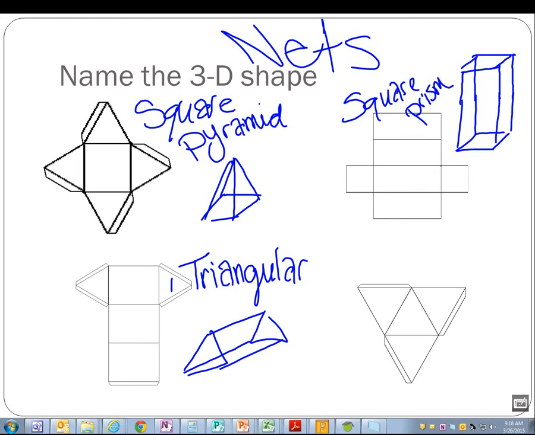Square prism. Then we have one like a throwing star. What do you think this one is, Abby?